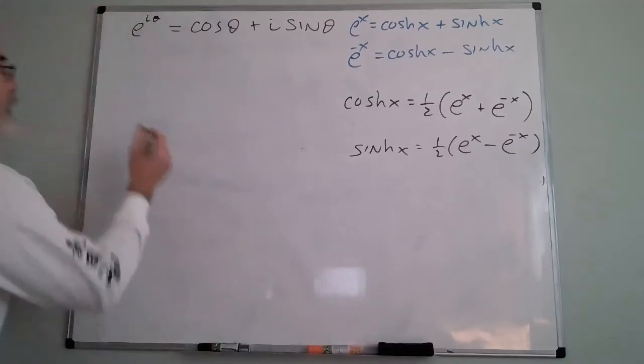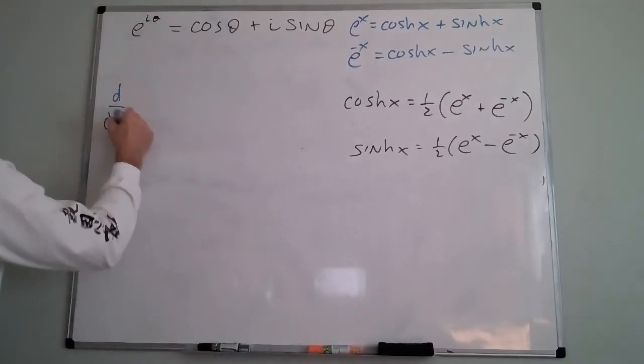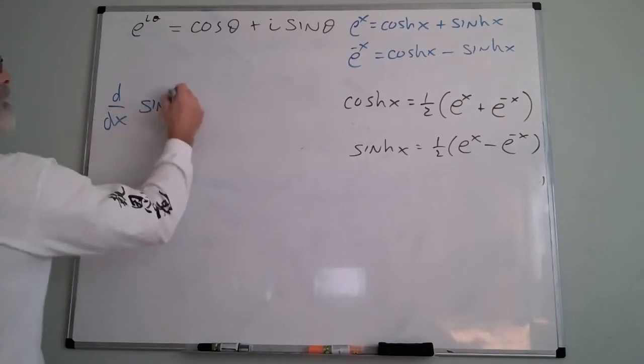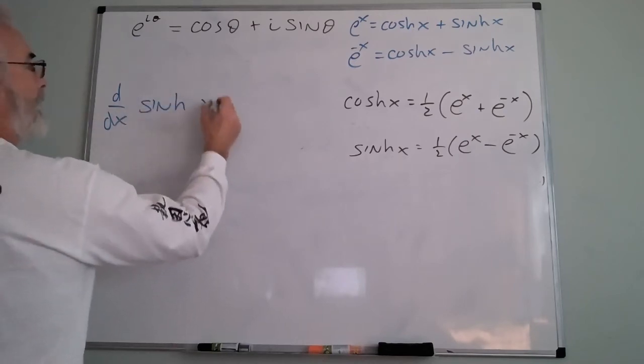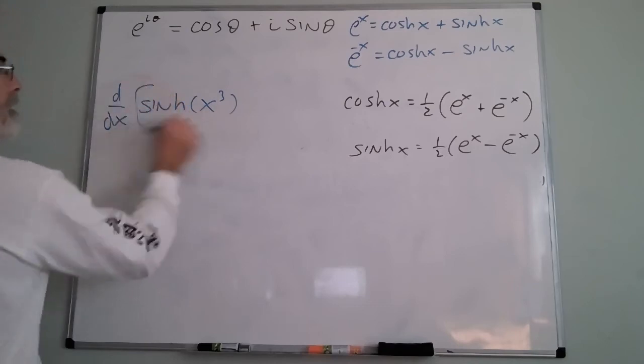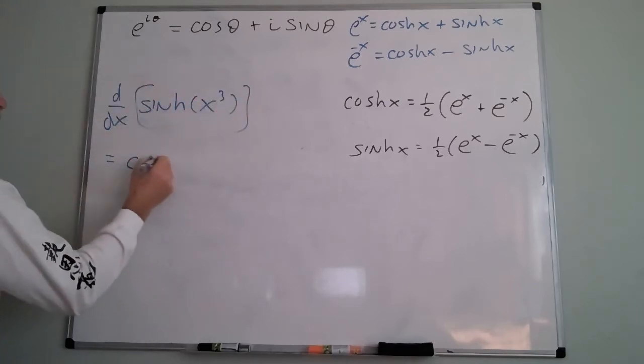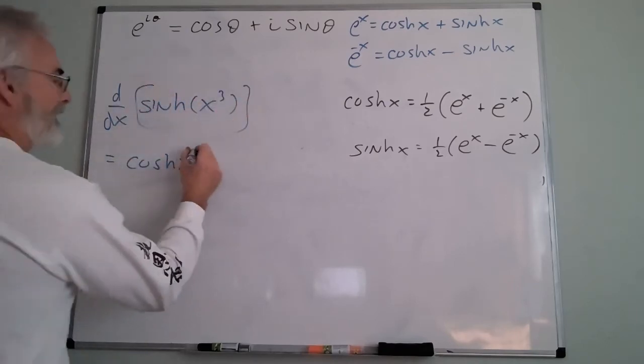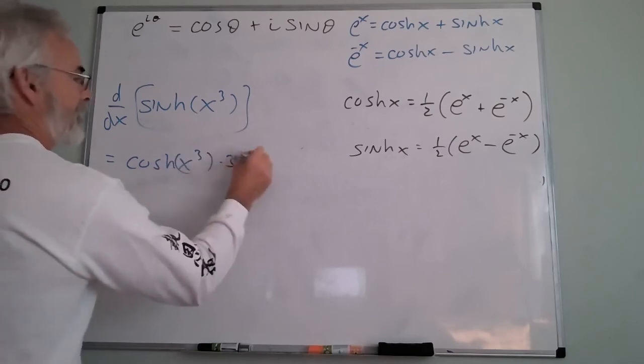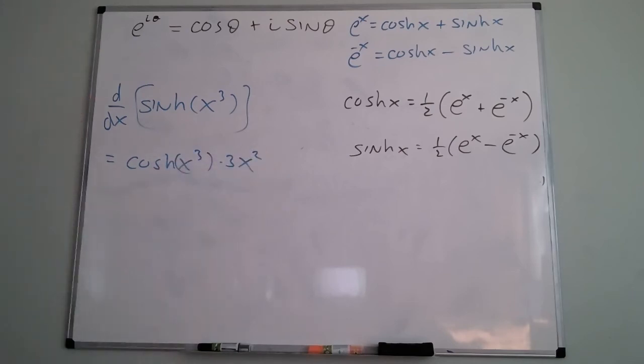If we did the following, I want to keep it simple. I want to differentiate the hyperbolic sine of x cubed. Your answer: hyperbolic cosine of x cubed times 3x squared. That's it. You don't need to do anything else. You don't need to change this to anything else. Just leave it alone.